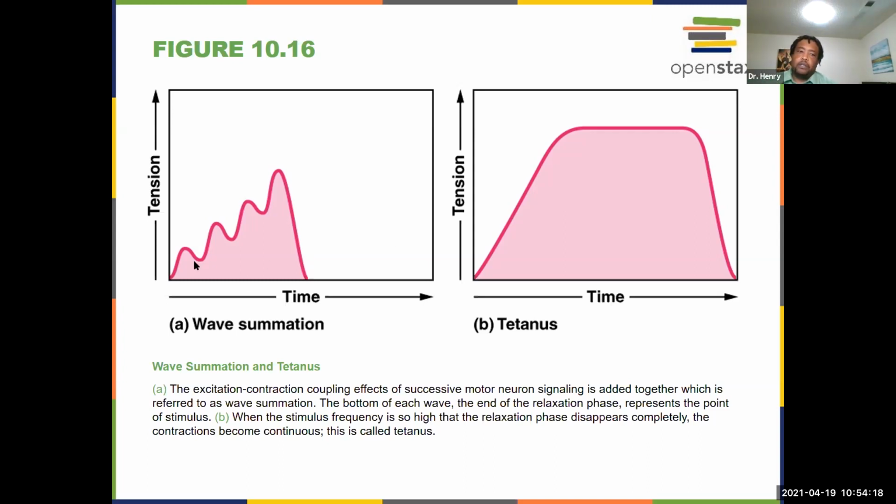So this guy is your wave summation, where you stimulate it, you're allowed to relax a little bit, you stimulate it, but you're not allowed to relax completely. Does that make sense? You're not able to totally relax under these circumstances, whereas with this guy, you're stimulated so high, you reach your peak, and that's it. And you're just there, continuously.